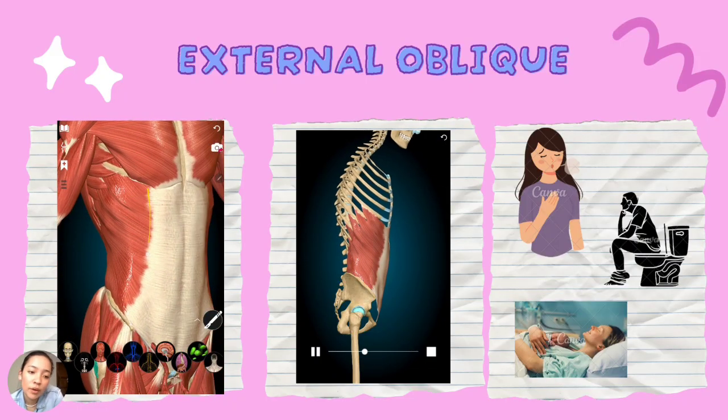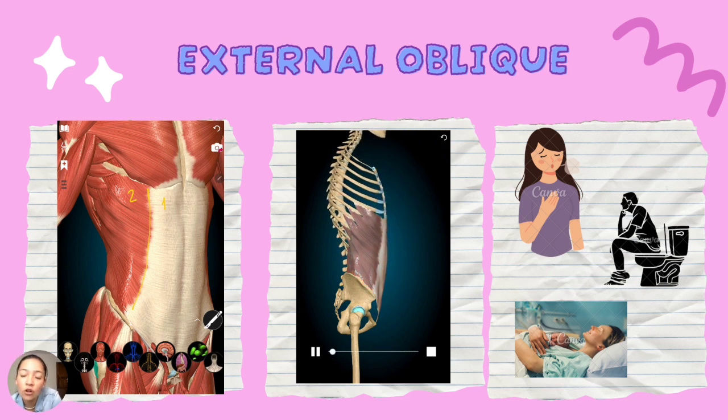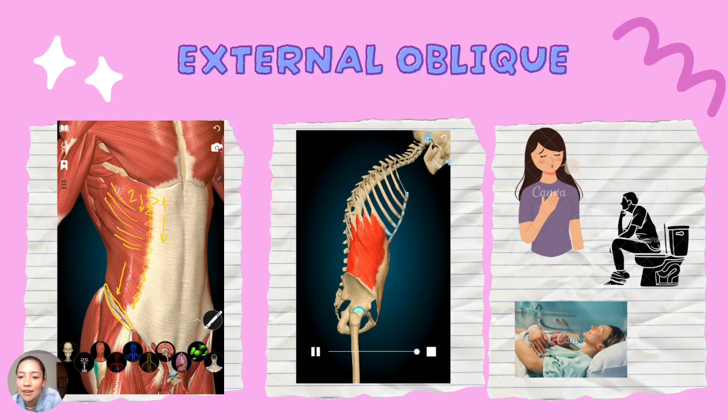In the second video, we can see that when both sides contract together, they increase the abdominal pressure, and this also helps with breathing, defecation, urination, and childbirth. If only one side contracts, it contributes to trunk rotation and lateral flexion. It is like a twister muscle, like the game.